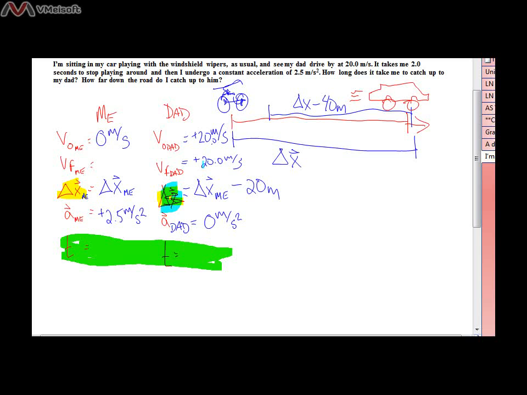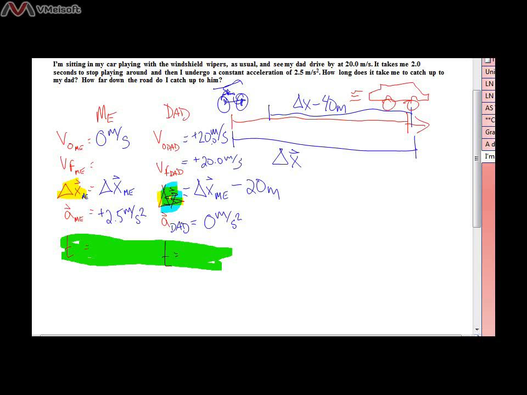since he gets a 2-second head start and we can really only use those equations when we're undergoing constant acceleration, I decided to just take the slice of time where we are both undergoing constant acceleration, which is after I give my dad the 2-second head start.